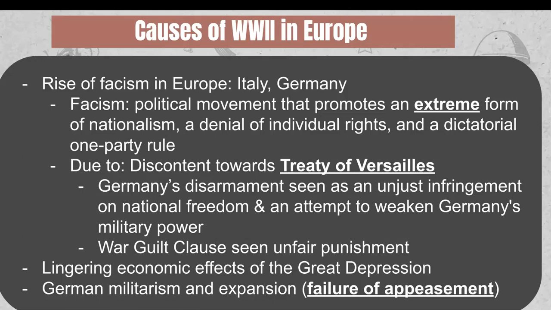On top of that, a major cause is going to be German militarism and expansion. German militarism and expansion after World War I is going to be a failure of the agreements that Germany made with signing the Treaty of Versailles, and this is called the failure of appeasement. So this is them purposefully going against the Treaty of Versailles, building up their military again, and also expanding into other territories.